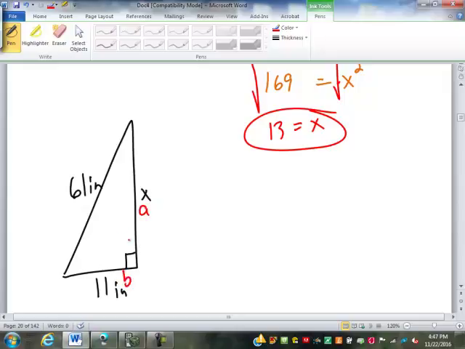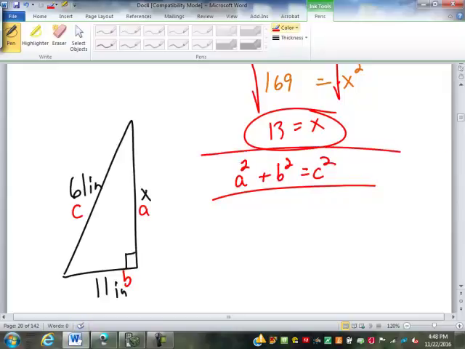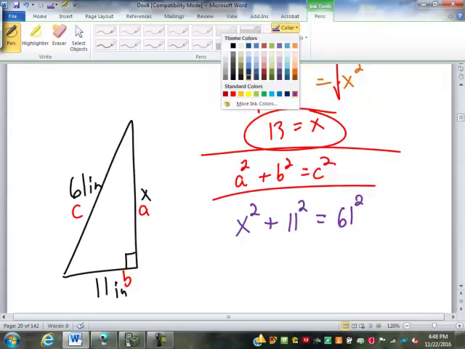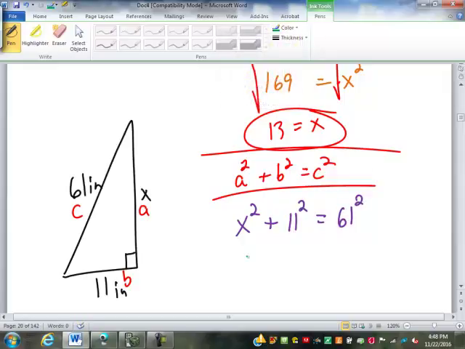X and 11. So A and B, 61 then is side C. So A squared plus B squared equals C squared is going to become, A is X, so that's X squared, plus B is 11, so that's 11 squared. C is 61, so that is 61 squared. X squared doesn't change. 11 squared is 121. 61 squared is 3,721.